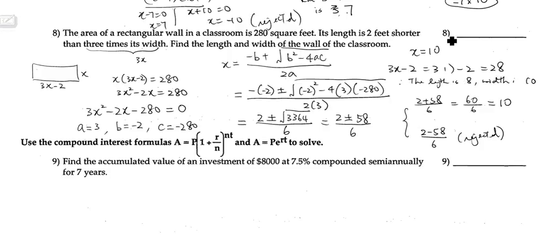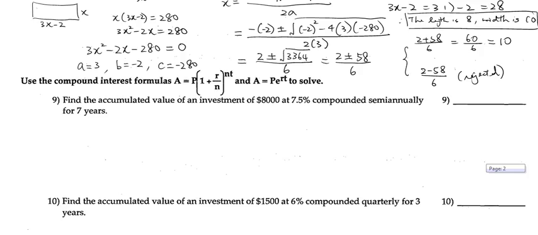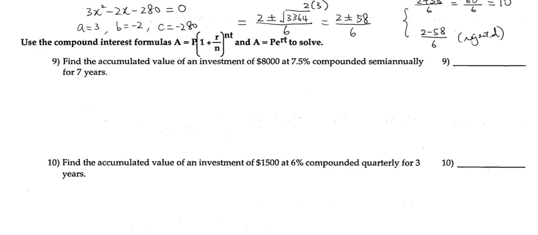Okay. Now without the calculator, sometimes the problem will become a little bit challenging, or sometimes way too challenging. Let's see number 9. You are given the formula A is equal to P times 1 plus R over N raised to the NT. Find the accumulated value of an investment 8,000 at 7.5% compounded semi-annually for 7 years.